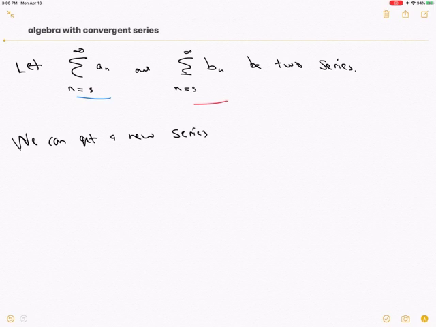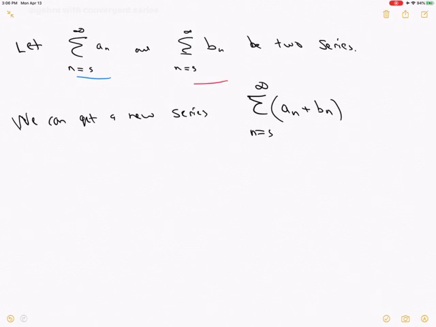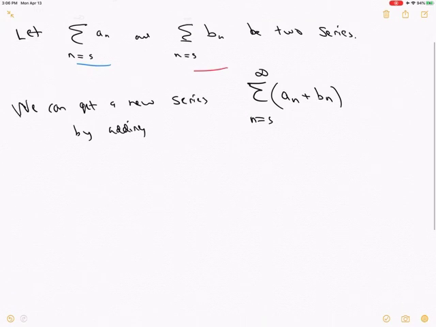So we can do a new series where we just add the first terms together, and then we add the second terms together, and we add the third terms together, and we consider those things as individual terms of a new series. So we can construct this new series where term by term we just add them, or we can subtract. So we can get a new series by adding, or by subtracting the terms.